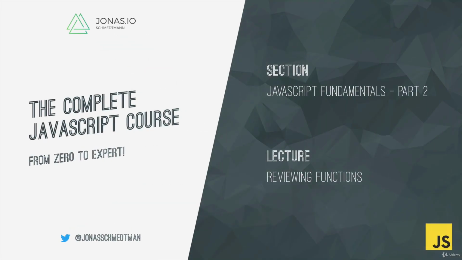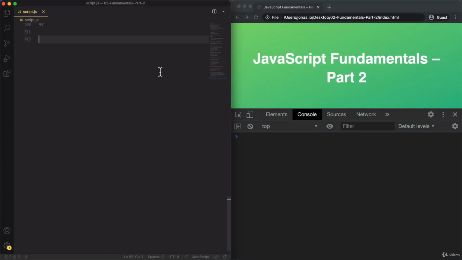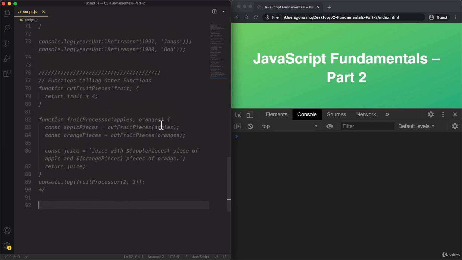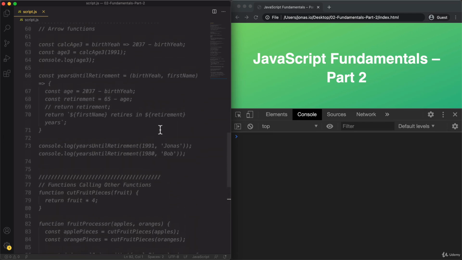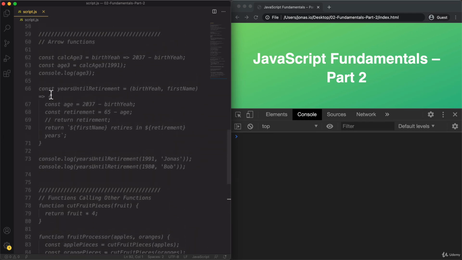To finish this part about functions, let's review everything important that we learned so far, in order to make sure that you really understand functions before we move on to other topics. And let's start by bringing back and rewriting the function that we wrote before, which is the years until retirement function. So I think it was here in the lecture about arrow functions.